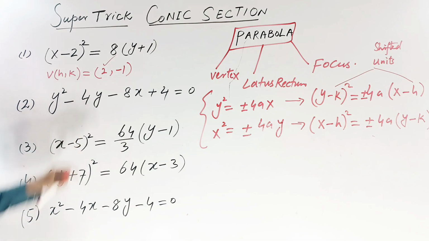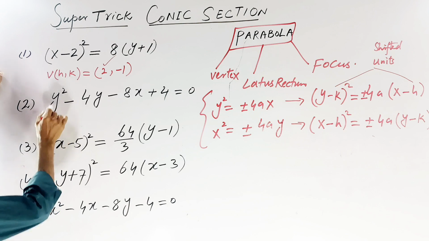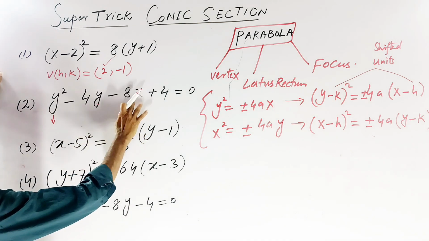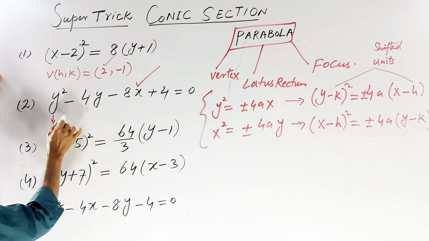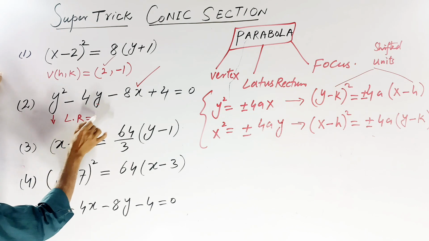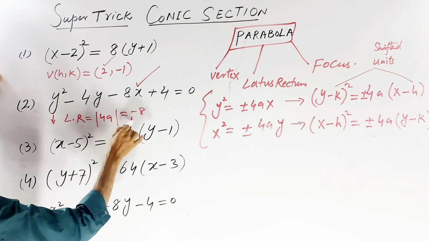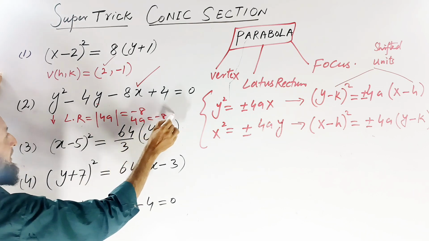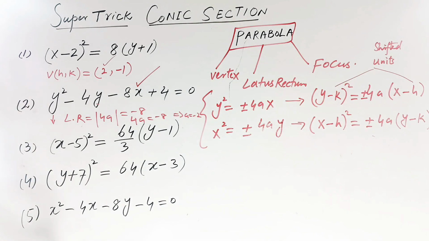Now the next equation, y square minus 4y. The coefficient of y square is given, so we take the coefficient of x. So that will be the latus rectum. Directly we are finding the latus rectum: 4a absolute is equal to minus 8. It means that 4a is equal to minus 8 and a is equal to minus 2. So the value of a is equal to minus 2.